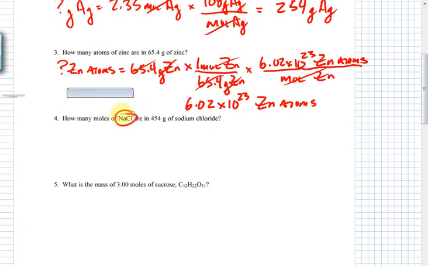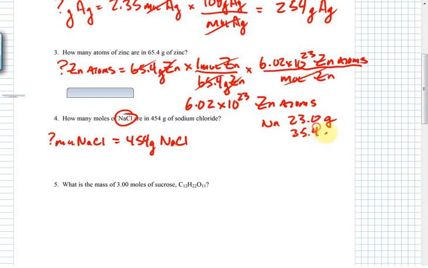Now we're talking about compounds. How many moles of sodium chloride, NaCl, are in 454 grams of NaCl? So I look at my periodic table, okay, and I take the mass of sodium, which is 23.0, molar mass of sodium, 23.0 grams per mole. I take the mass of chlorine, 35.4 grams for chlorine, add those together, I get 58.4 grams of sodium chloride per mole.